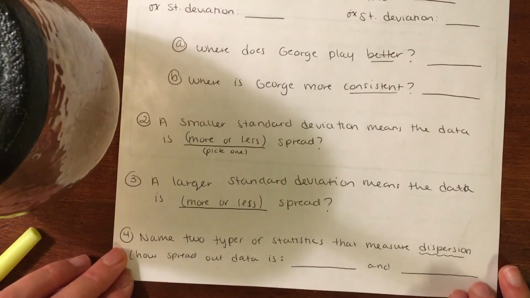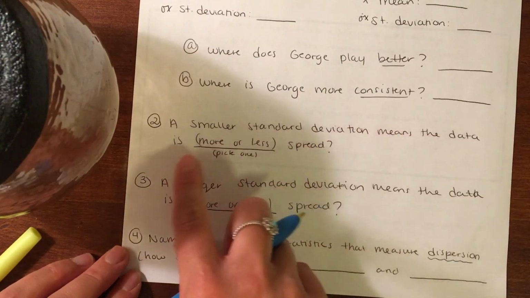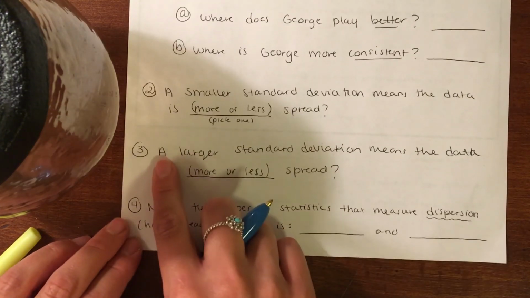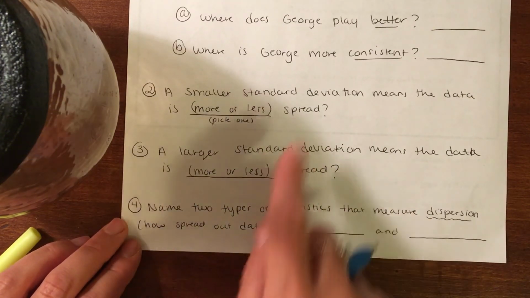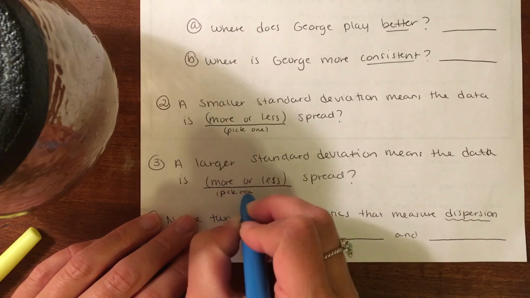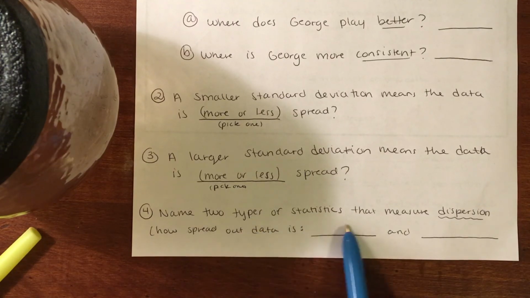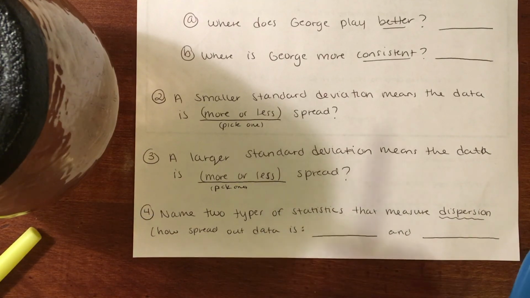Okay. Question 2, I want you to pick one here. So a smaller standard deviation means the data is more or less spread. And then 3 is the opposite. Pick one. You can circle one. Oh, I should have written pick one. Pick one. And then finally, I want you to name 2 types of statistics or ways of measuring data that would measure dispersion, how spread out data is. Okay, that was from the front of your notes. All right, let us know if you have any questions, and good luck.